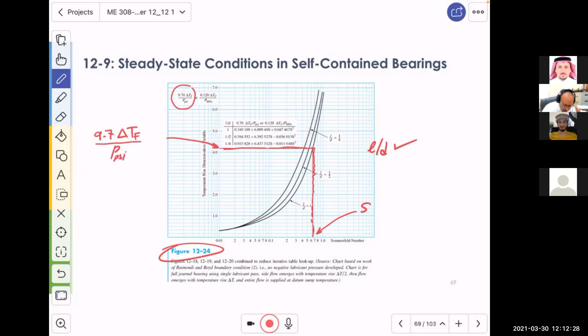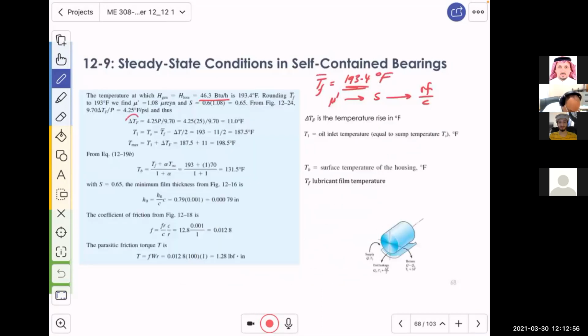Why? Because when I get this number, which is around 4 point something, I can multiply it by the pressure, divide it by 9.7, and get delta F. Delta F is the temperature rise? How much the film temperature went up? Okay, now if I do this, then this is delta F, which came out to be 11 degrees Fahrenheit.